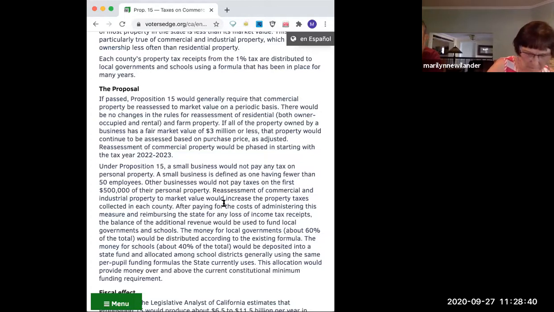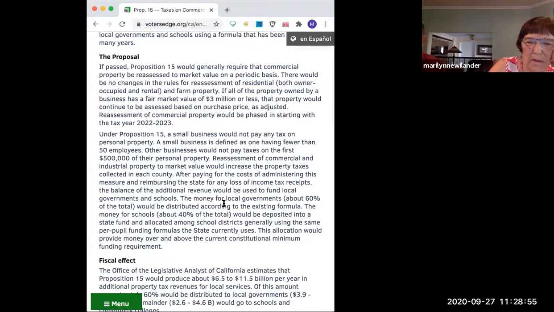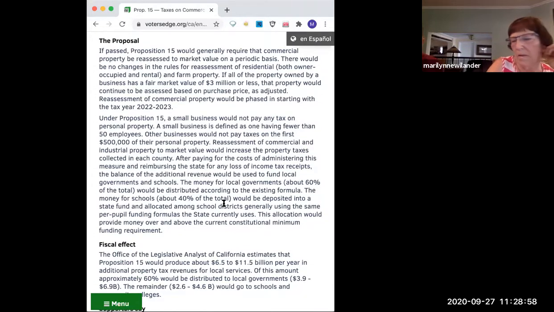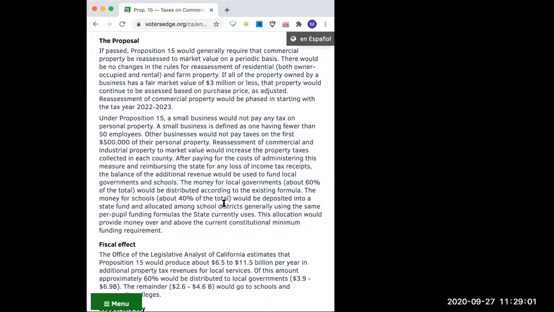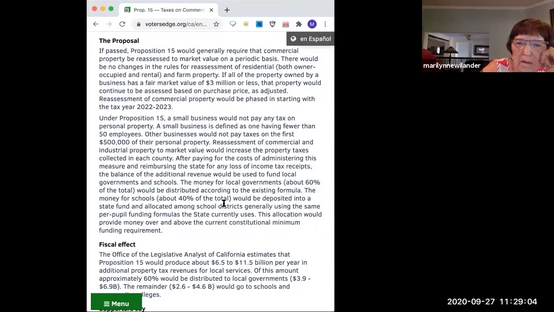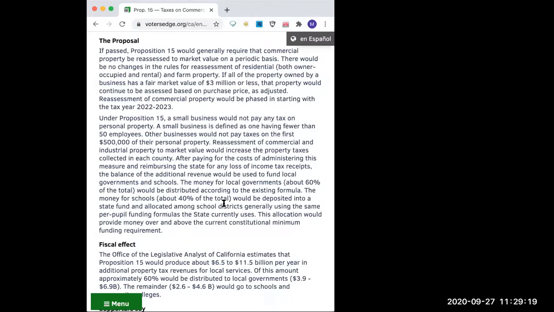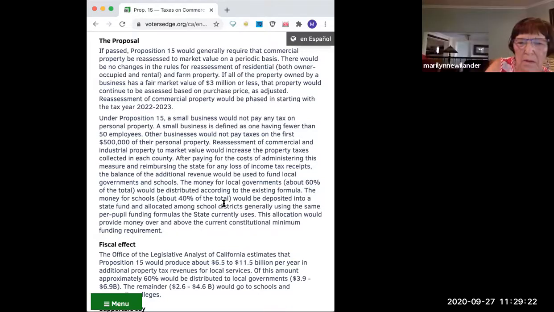Because they're going after businesses with a value of more than $3 million, they're putting a few sweeteners in there. So small businesses would not pay any tax on their personal property, which is a company with 50 or fewer employees. Other businesses would not pay taxes on the first $500,000 of their personal property. And personal property refers to the things within the building, the cash registers, all the equipment, but not the property itself. You mean not the real property itself? Not the real property, no. That's what would fall within the reassessment.